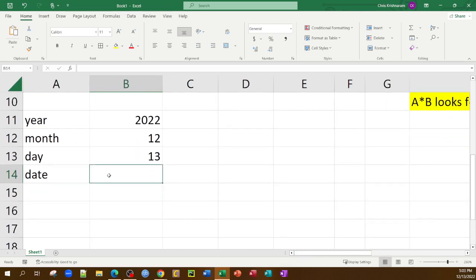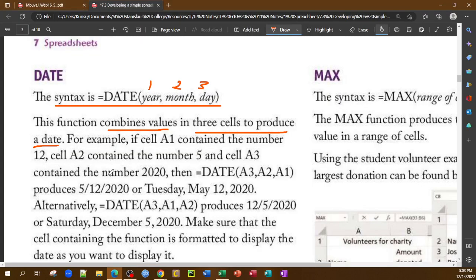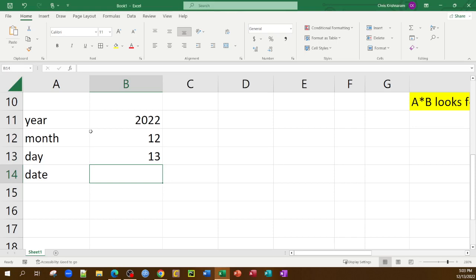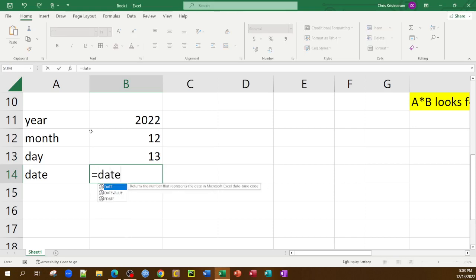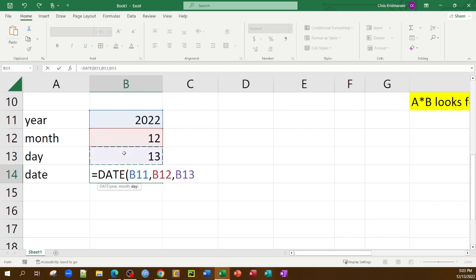So what I need you to remember is that notice the order of the arguments. The year comes first, the month comes second, and then the day. If you put it in any other order, it's going to give you the date based on the order you put in the information. But the year always has to come first, so equal date, open bracket. Notice the hint at the bottom here. Year is first, so I'm going to select that year cell, comma. Notice when I put in the comma, month is now highlighted, so I need to select the month, comma, and now day is highlighted, so I need to select the day.